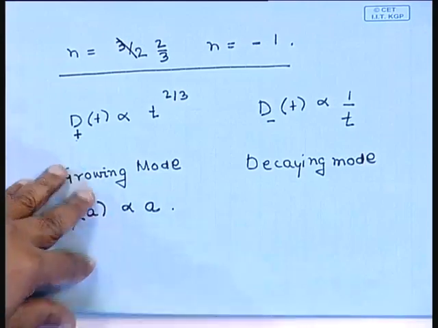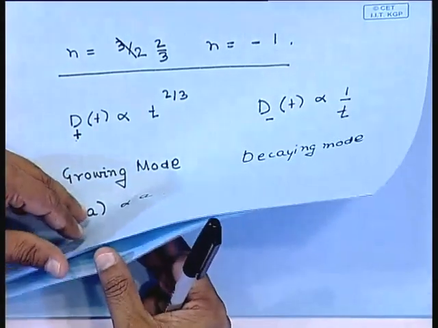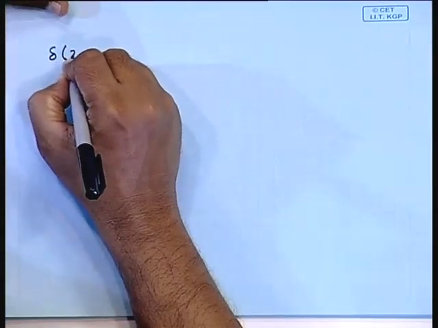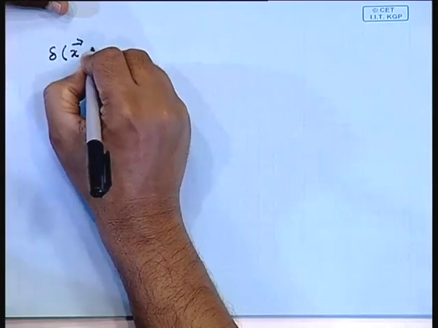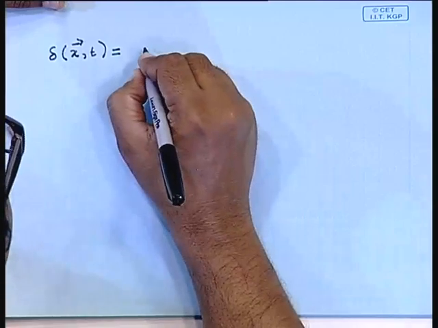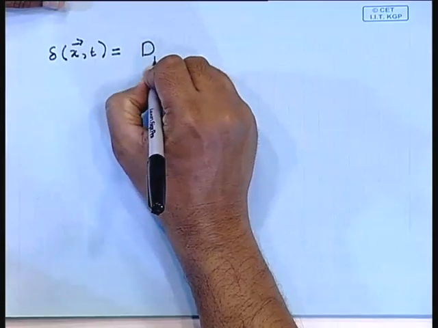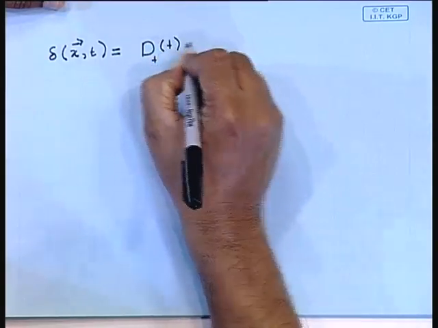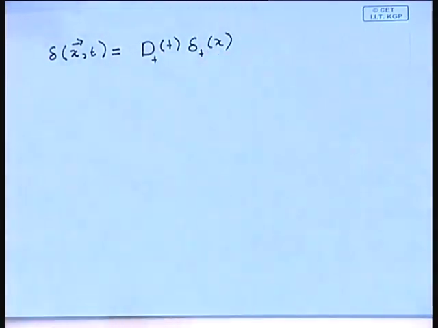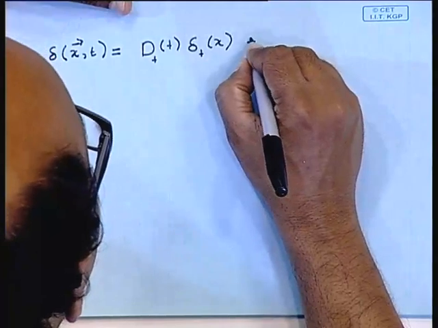Now, if I have some arbitrary perturbation at some initial time, so let me write down, I have some arbitrary perturbation delta x t. This can be decomposed into one part d plus t delta plus x. This is the growing part, this is the part of the perturbation that is going to grow, and there is a decaying part.